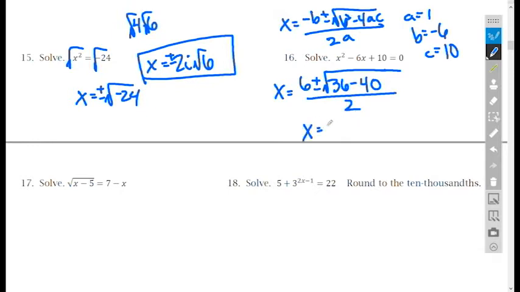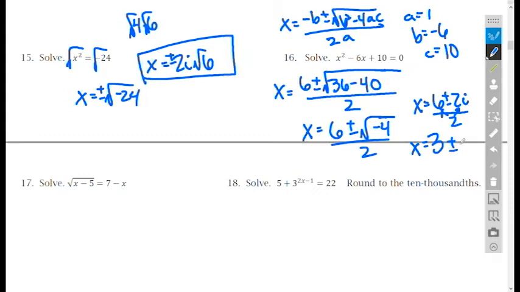Okay, so I'm going to do a little bit of simplifying here. So this is 6 plus or minus the square root of negative 4 over 2. Square root of negative 4, remember that's going to be imaginary. So it's going to be 2i. 6 plus or minus 2i over 2. And then I'm going to distribute the division to each of those. 6 divided by 2 is 3. 2 divided by 2 is just 1, so it's i. So the solution is 3 plus or minus i. It's a complex number. So yeah, it didn't look like this one could be factored, and it couldn't. We have a complex solution there.